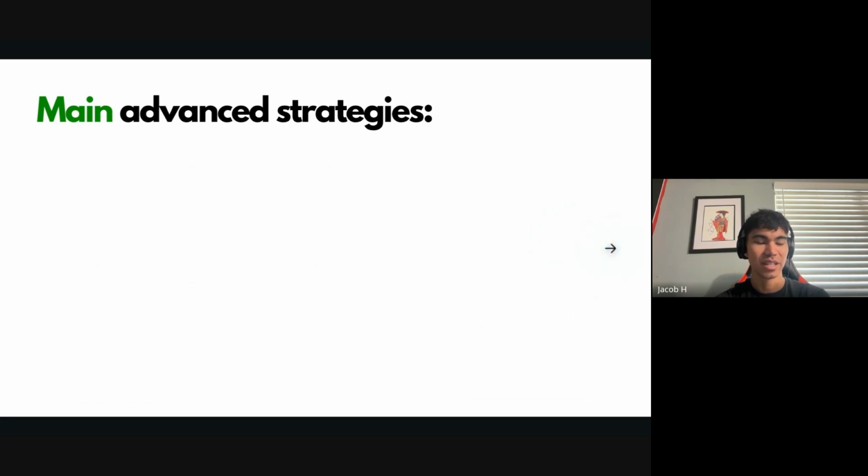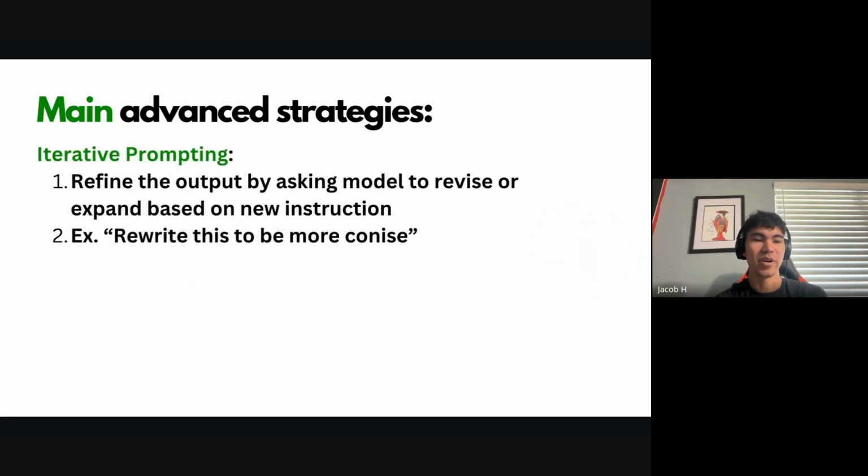And for the next slide, we're going to talk about iterative prompting. Again, this is something intuitive, and I'm sure we've all done this, where we refine the output by asking the model to revise or expand based on new instruction. So let's say it comes out with something and it's a little too dense, a little too long. We just ask it to rewrite this to be more concise. We call this iterative prompting.